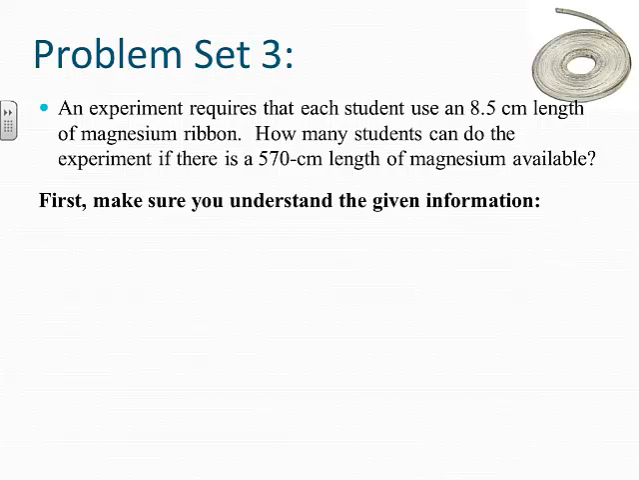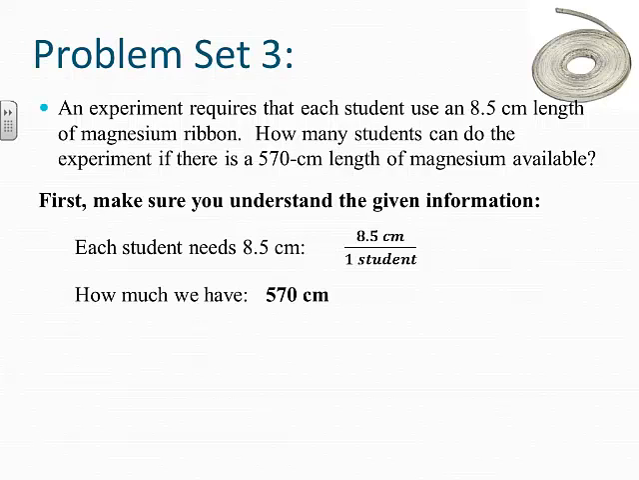An experiment requires that each student use an 8.5 centimeter length of magnesium ribbon. How many students can do the experiment if there is a 570 centimeter length of magnesium available? First, let's make sure you understand the given information. Each student needs 8.5 centimeters. So we know that there's 8.5 centimeters per one student. The amount that we have is 570 centimeters.